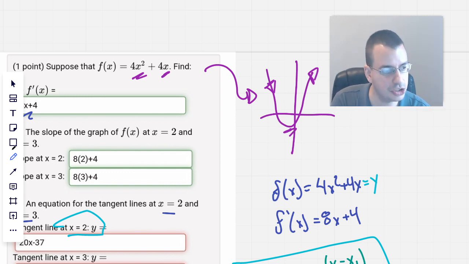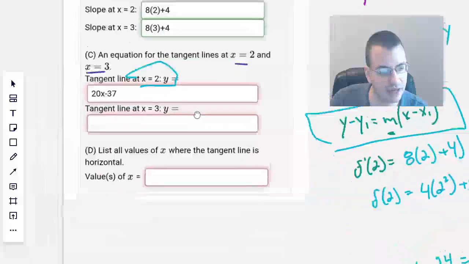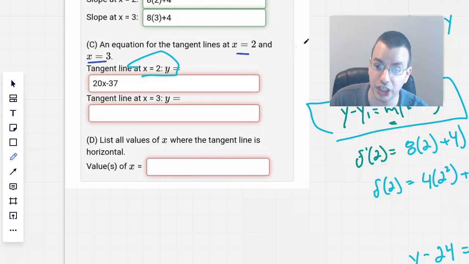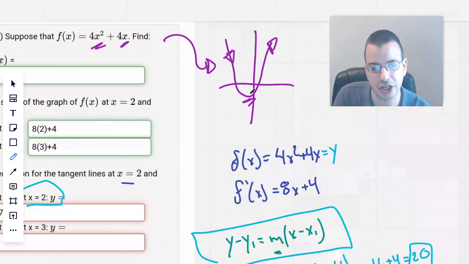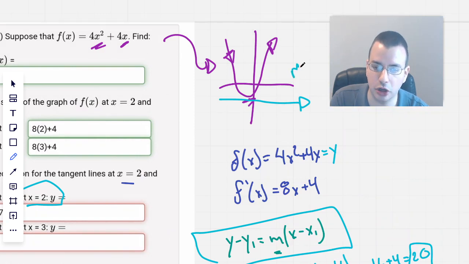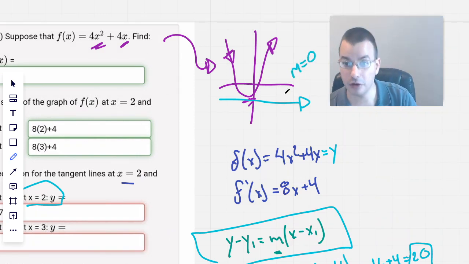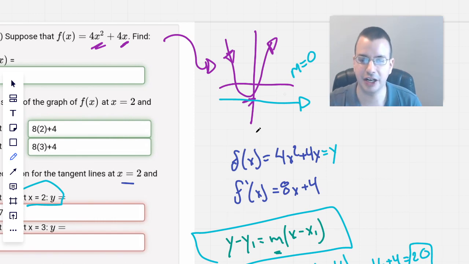And if you look at this from an intuitive point of view, list all values of x where the tangent line is horizontal. So horizontal tangent line, like that. That implies that the slope of that tangent line will be 0, as opposed to a vertical tangent line, where m would equal infinity. So this one, m equals 0.